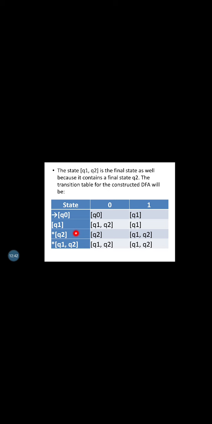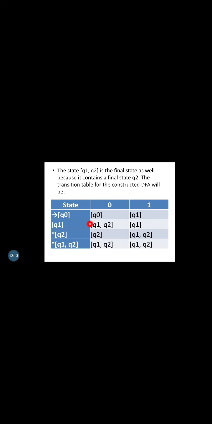For q1 q2 we have to apply 0 and 1. We have already applied the transition function for the new state q1 q2 on 0, and the resultant will be q1 q2. Similarly, when we apply the transition function for q1 q2 on 1, the result will be q1 q2.